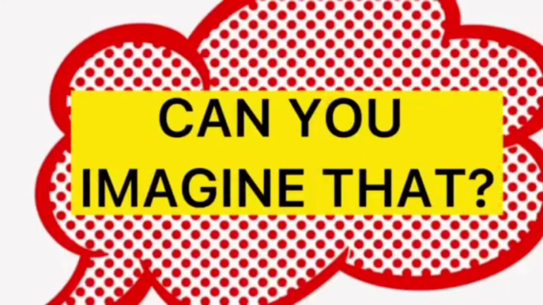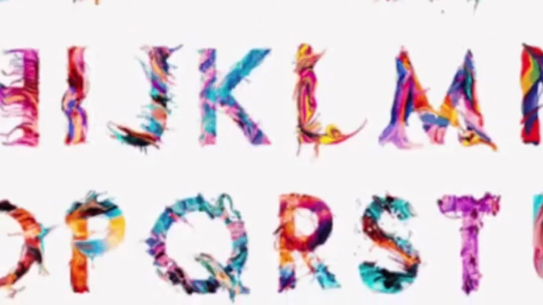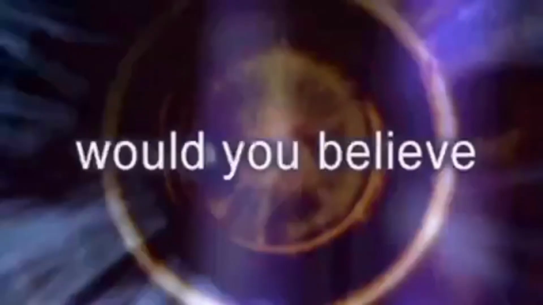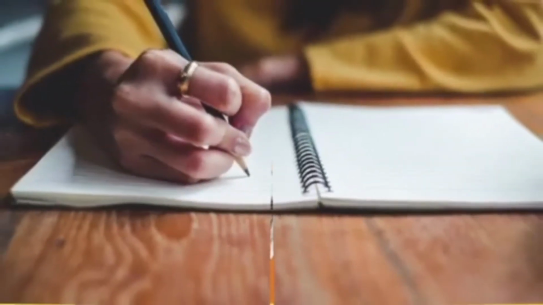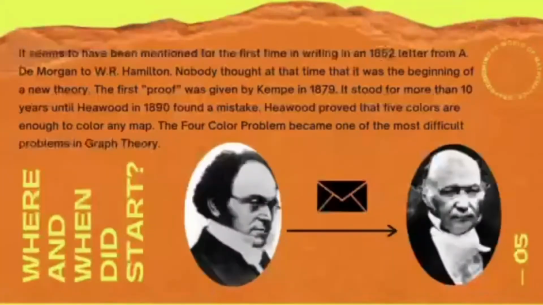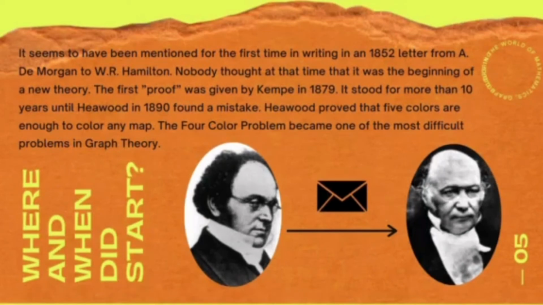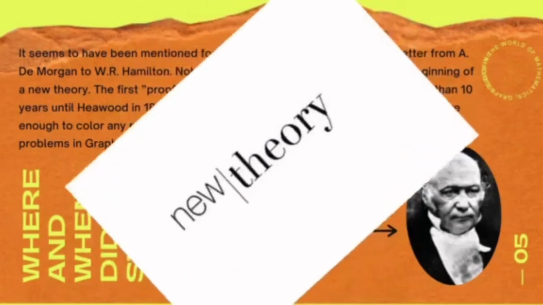Can you imagine that graph coloring comes from a letter and then became an unsolvable problem way back then? And would you believe that the theory was generated from a piece of writing? It seems to have been mentioned for the first time in writing in an 1852 letter from De Morgan to Hamilton. Nobody thought at that time that it was the beginning of a new theory.